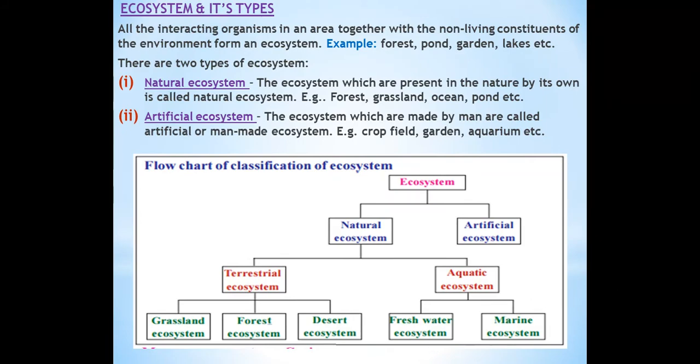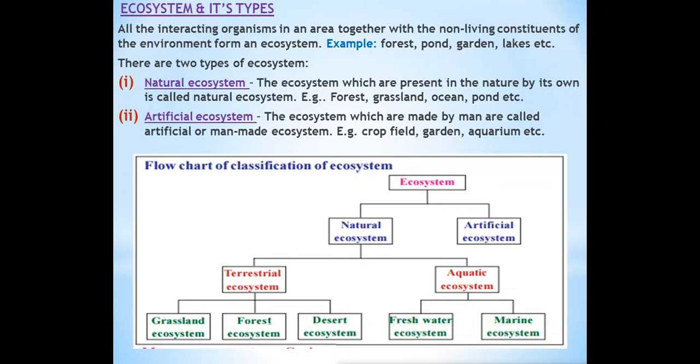Just now we have read the definition of ecosystem. So what is an ecosystem? An ecosystem is a combination of biotic and abiotic components. Now, what are the components of an ecosystem? Already we have read: biotic component and abiotic component. Those are the two components of the ecosystem. All the interacting organisms in an area together with the non-living constituents of the environment form an ecosystem. In general, you can learn that interaction between living organisms and non-living components forms an ecosystem.